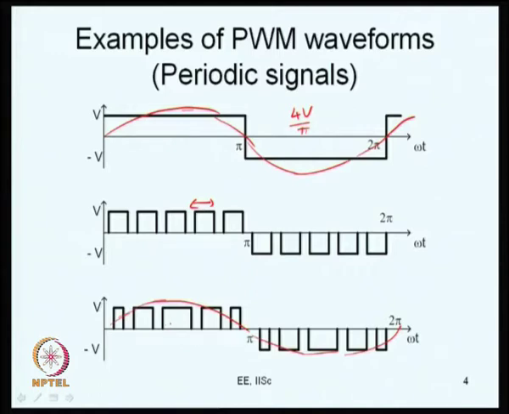So, one way I can say is, you look at these pulses and they have certain widths, and those widths are modulated in a certain fashion, and that is why we call it PWM, modulating the widths of these pulses such that you get the desired fundamental voltage, and the harmonics are reduced now.